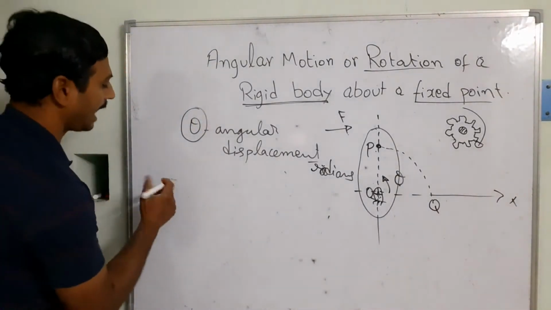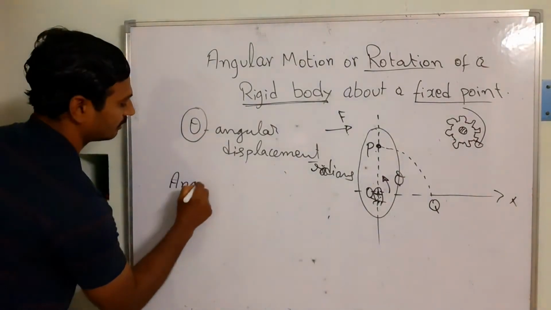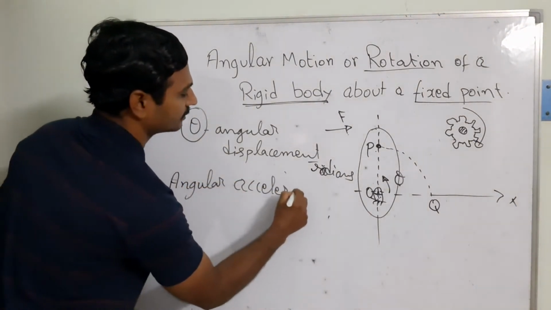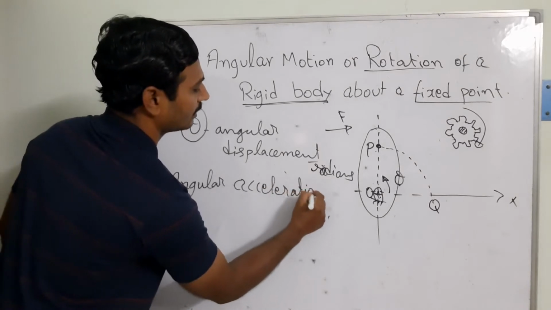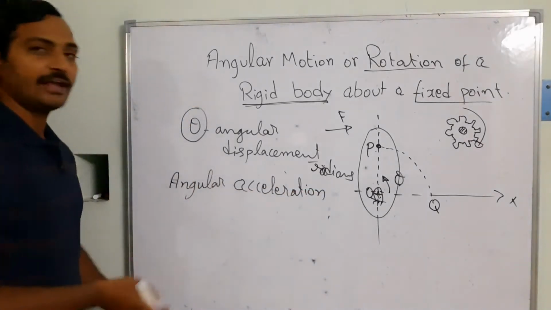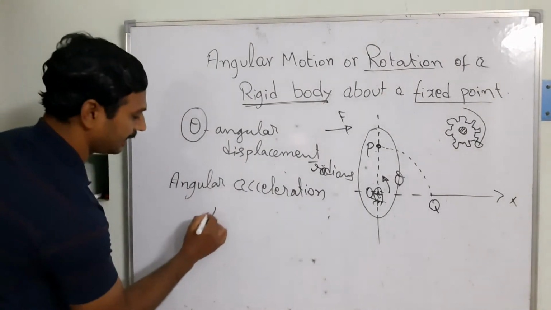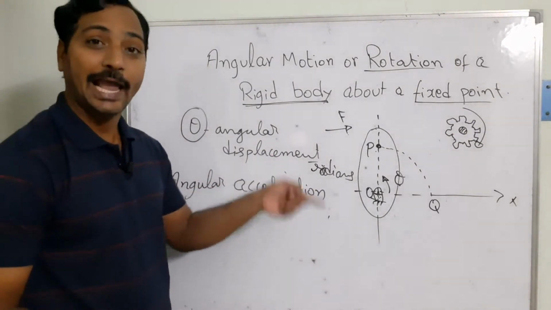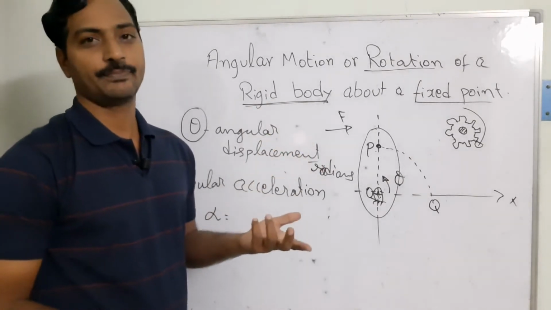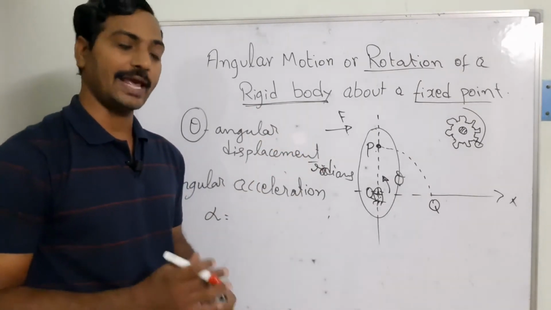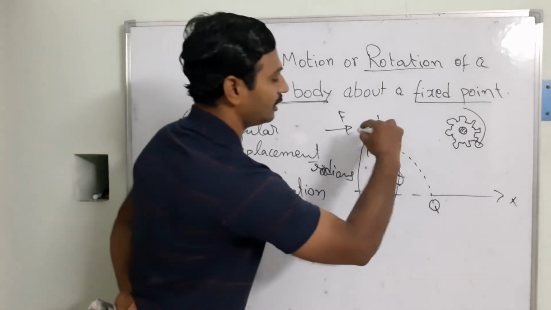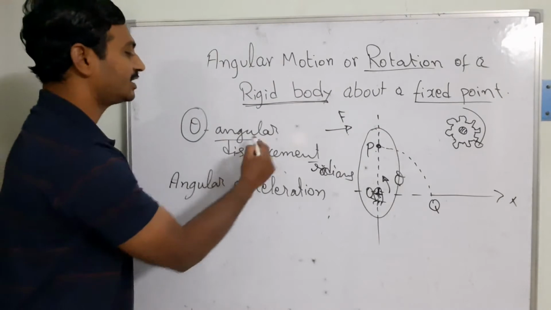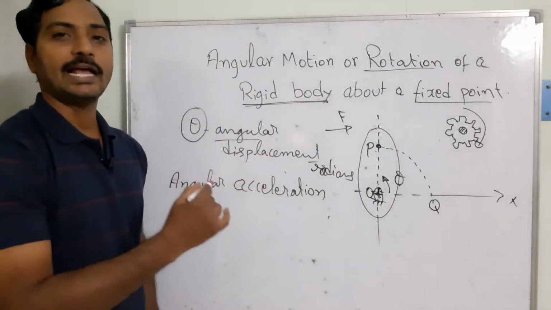So that's going to be angular acceleration. In this case, the letter indicated for angular acceleration is alpha. The definition of angular acceleration is the rate of change of angular velocity with respect to time. In this case, the object is rotating about a fixed point. That's why we get angular displacement, angular velocity and angular acceleration.